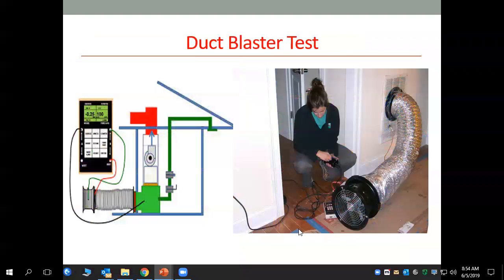Duct blaster test. That's a really poor picture. That's one of the best ones I could find. But obviously we use the same, well, that's a DG, probably that one's a 700, maybe not 1,000, but we pressurize the duct system or depressurize, and then you test it to see what the leakage is.